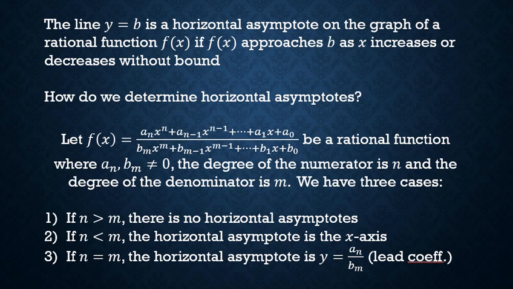Case 2, if n is less than m, or if the highest power of x on top is less than the highest power of x on the bottom, then the horizontal asymptote is going to be the x-axis. Third and final case, this case is where the highest powers of x on the top and bottom are equal. So if n is equal to m, then the horizontal asymptote is going to be the ratio of the leading coefficients. It's going to be a sub n divided by b sub m.